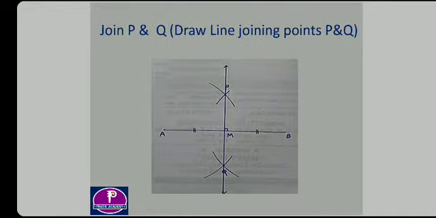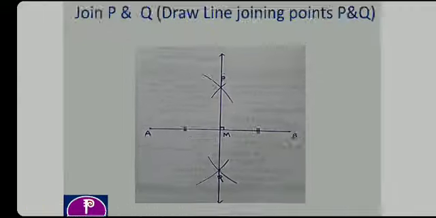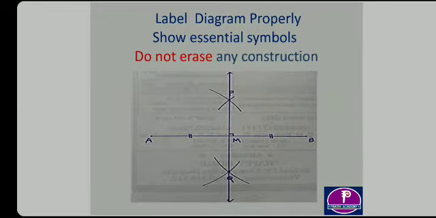Then the next step is to join these two points, point P and point Q. Then this line is the perpendicular bisector of segment AB, and M is the midpoint of AB. Then finally label the diagram properly.